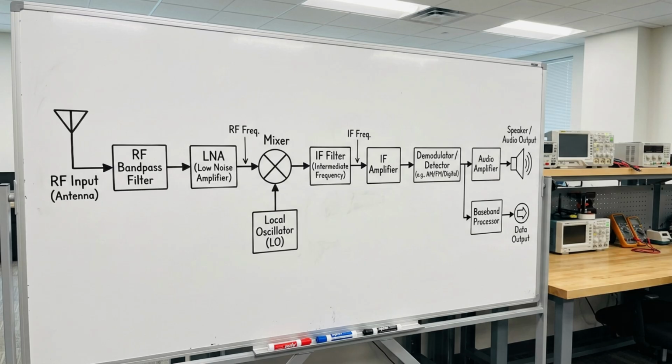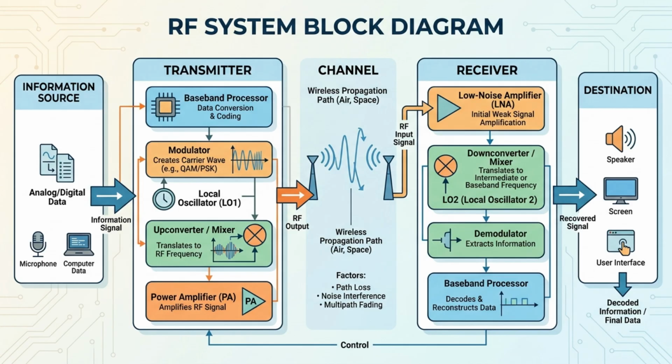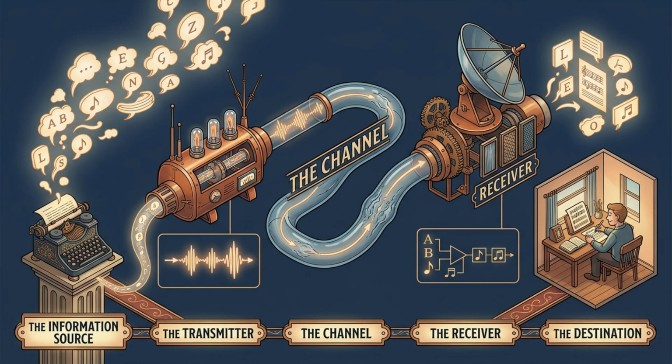This raises an important question. How do engineers organize such complex systems? To understand and design communication systems efficiently, engineers use a simplified representation known as the RF system block diagram. An RF system block diagram is a simplified representation of the major functional blocks involved in transmitting information from a source to a destination. Although real systems vary in complexity, most RF communication systems follow the same basic structure.